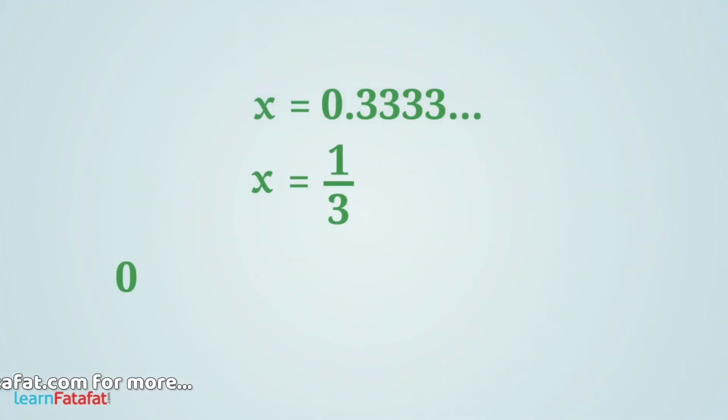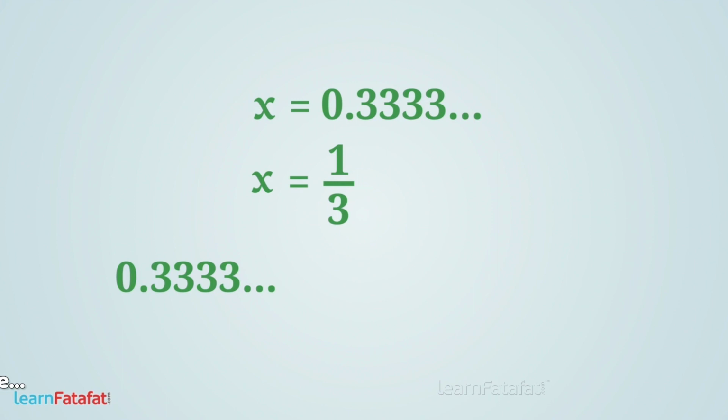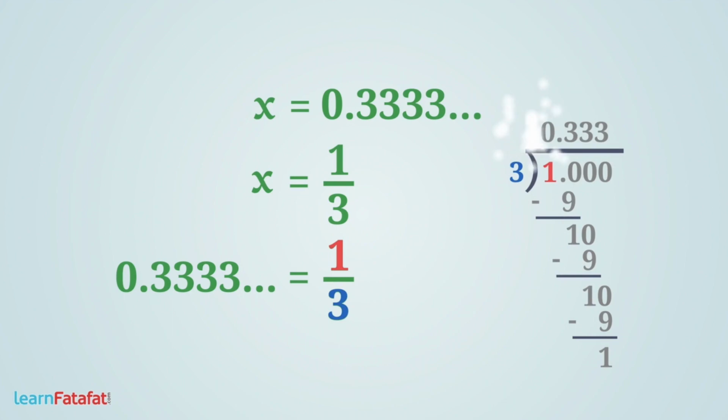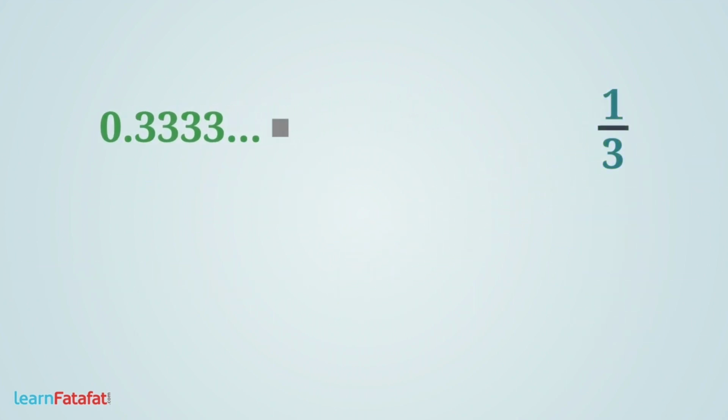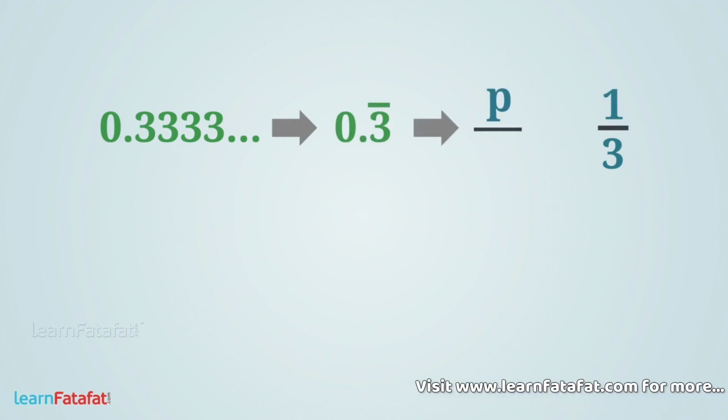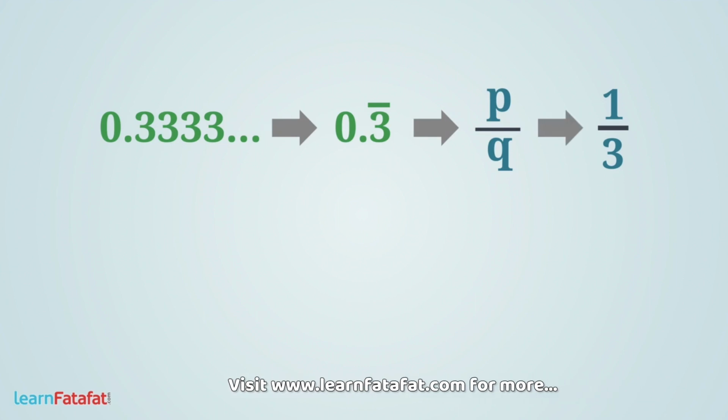That is, 0.3333 and so on is equal to 1 divided by 3. To verify this, let's divide numerator 1 by denominator 3. We will get 0.3333 and so on. Thus, we are able to express the repeating decimal number 0.3333, that is 0.3 repeating, in p by q form as 1 by 3.